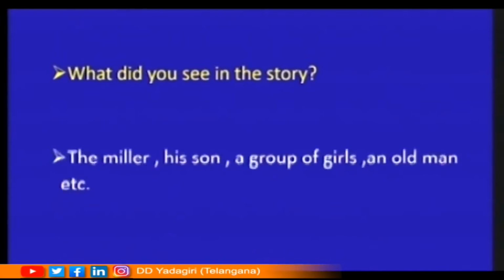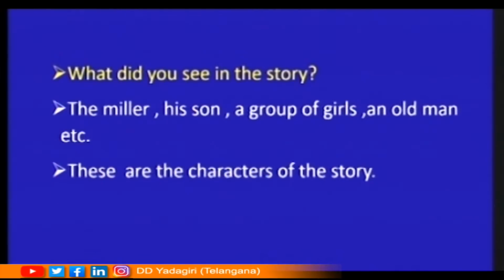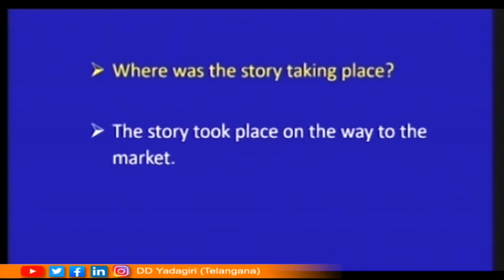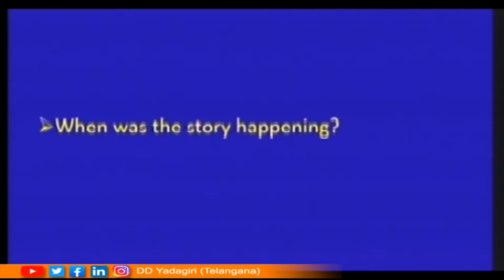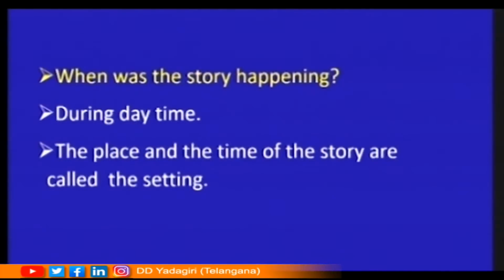Let's see important features of the story. Look at the screen, children. What did you see in the story? The miller, his son, a group of girls, an old man, etc. These are the characters of the story. Where was the story taking place? The story took place on the way to market. When was the story happening? During daytime. The place and the time of the story are called the setting.